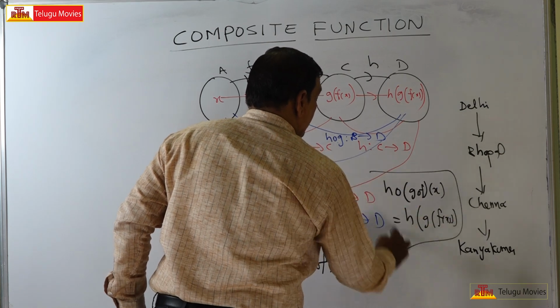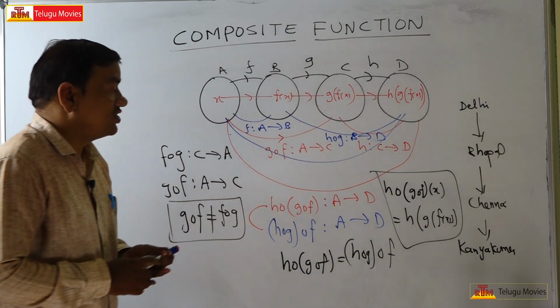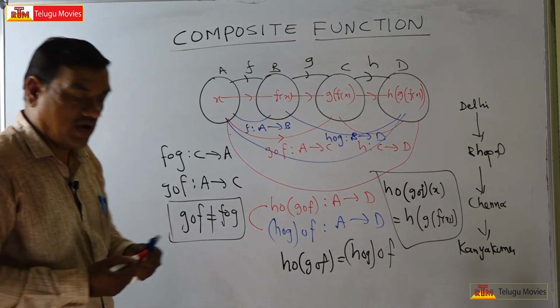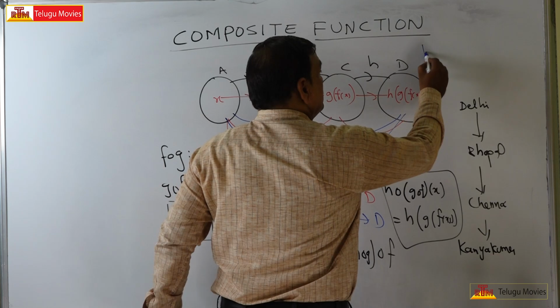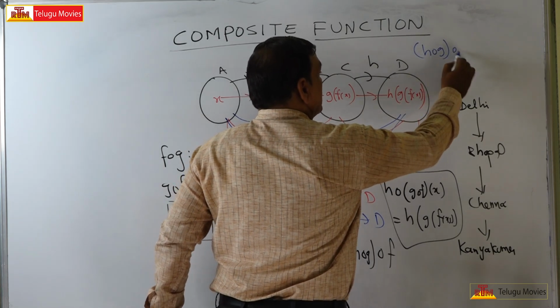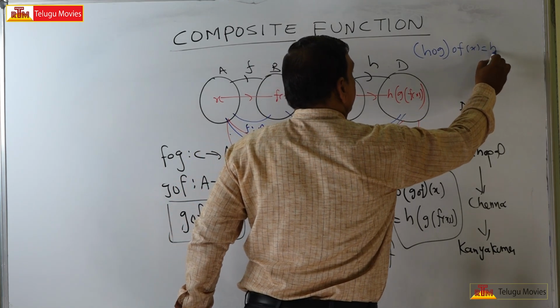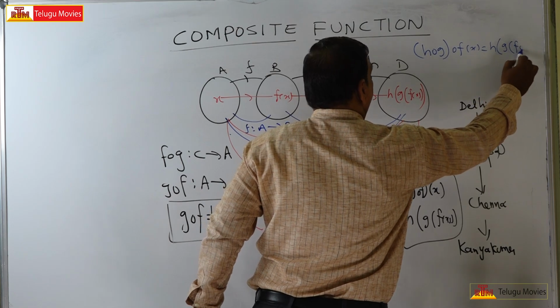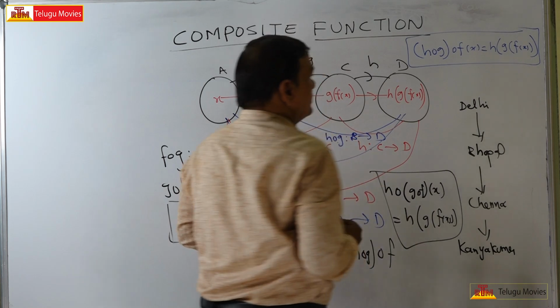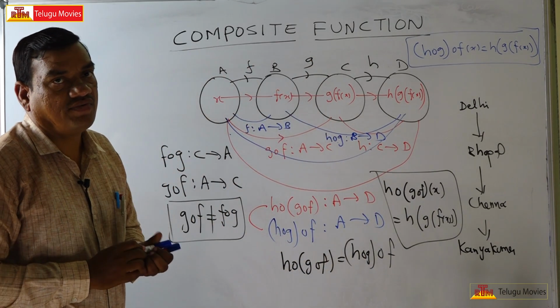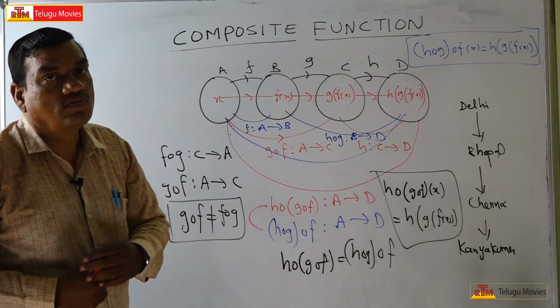So this is the definition of the function H circle G circle F. Otherwise you can write it as H circle G circle F of X is equal to H of G of F of X. That is the definition of the function.